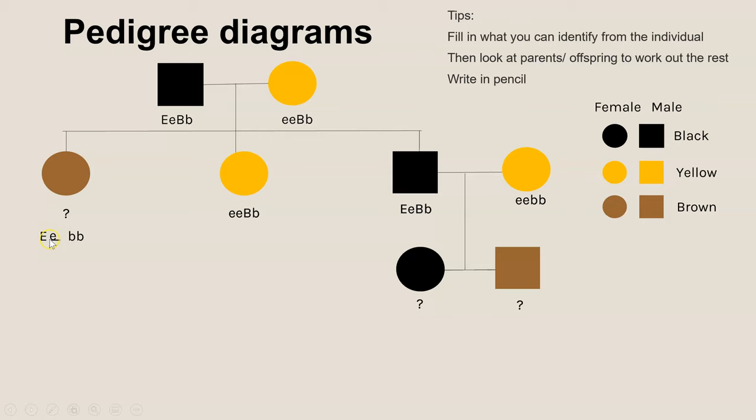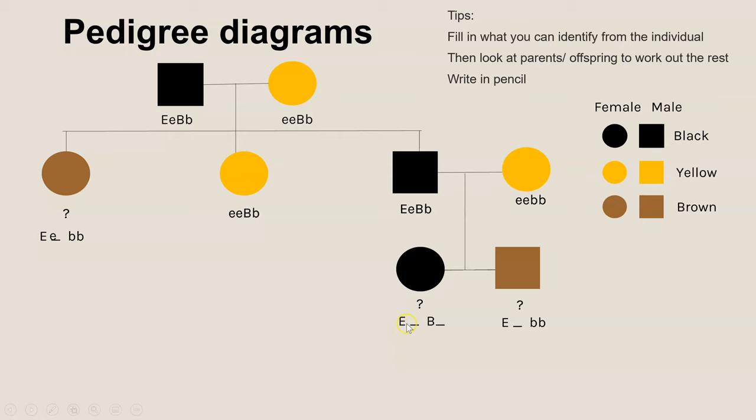If we then have a look at these two individuals, we have this female here is black. So that means she must have at least one dominant E and one dominant B. We can't tell just from looking at her what the second allele is. Then if we look at this male offspring, they're brown, so they have to have at least one dominant E. But again, just like with this example over here, because they're brown, they must have two copies of the recessive B allele. So we then have to look up at the parents to work out what the missing alleles are.